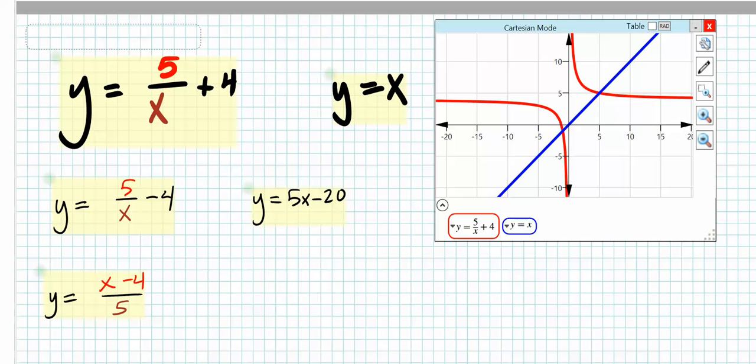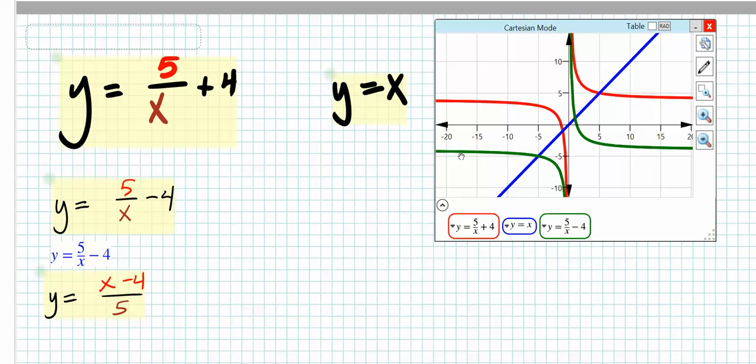Nope. That's a line, right? Which one did we do first? The 5x minus 20. So let's take this one away. It's not that one. And the cool thing is the graph goes away. How about this one? Let's put this one on the graph. It's definitely not a line, but do you think that's been reflected? No, it hasn't been reflected. So let's take this one away.